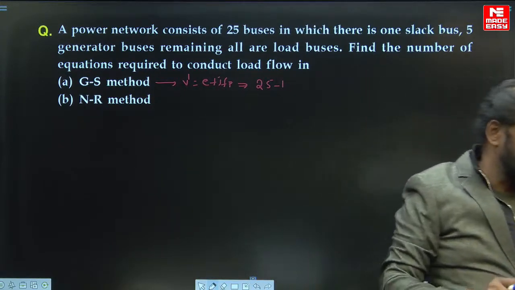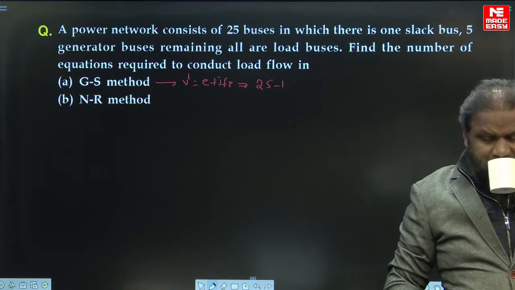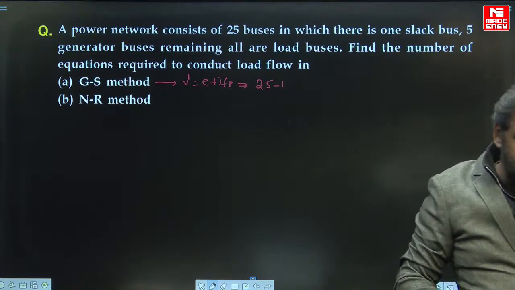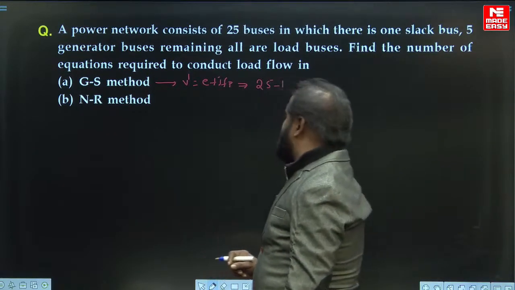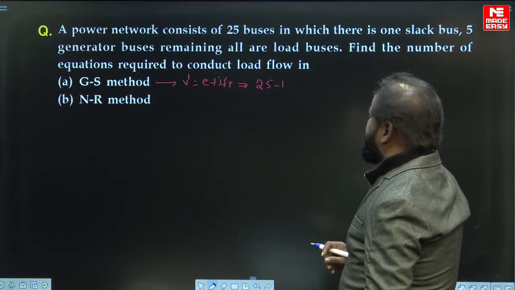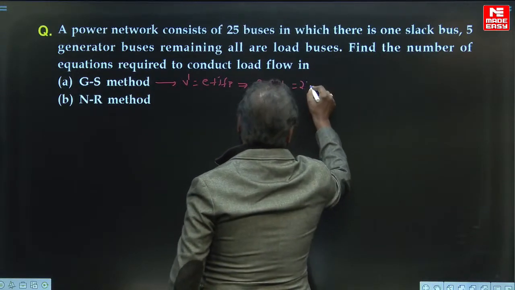We do not write an equation for the slack bus, because the aim of the load flow is to calculate V and delta. At the slack bus both V and delta are specified. That is the reason you need not put the equation for the calculation of the slack bus. Okay, that is the reason 25 minus 1, that equals 24 buses.